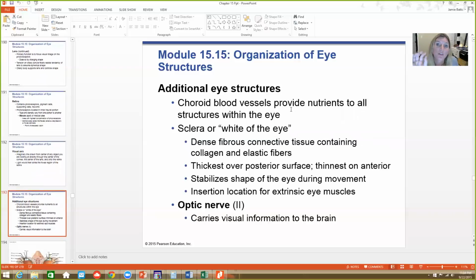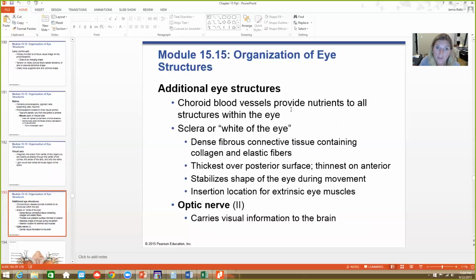So there's some other eye structures that are involved. The choroid blood vessels provide nutrients to all of the structures within the eye. The sclera, or the white of the eye, is dense fibrous connective tissue with elastic collagen fibers. It's thickest on the posterior surface and thinnest anterior, because that's where you also have your cornea. It stabilizes the shape and allows for the insertion of all of our extrinsic eye muscles.